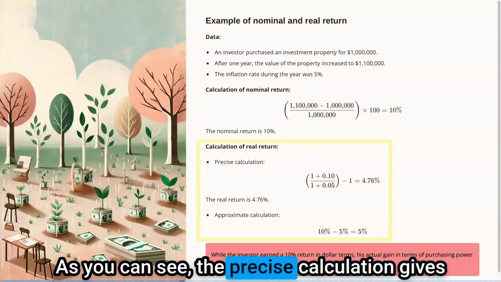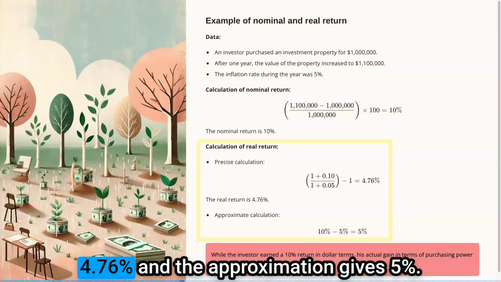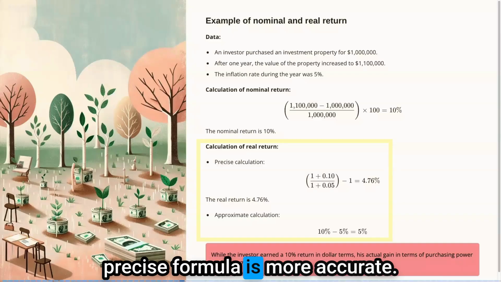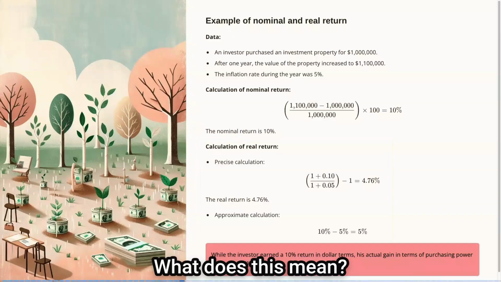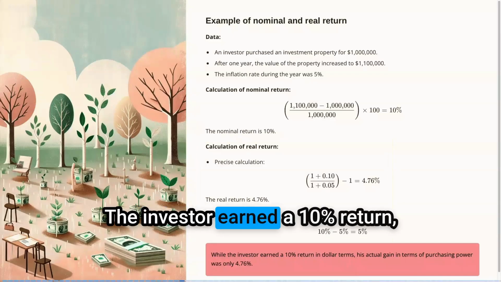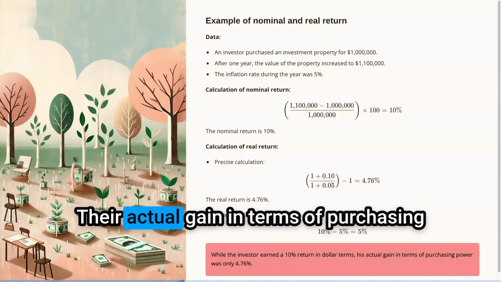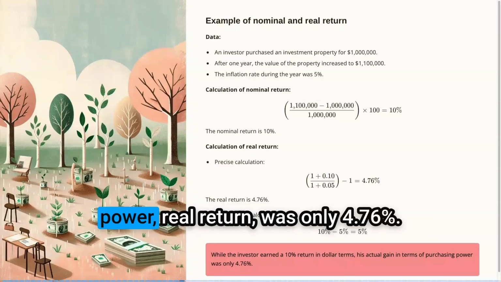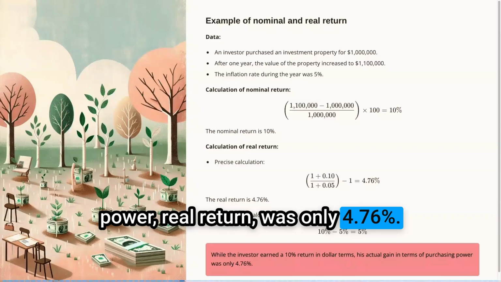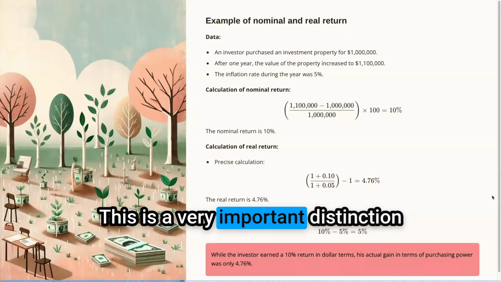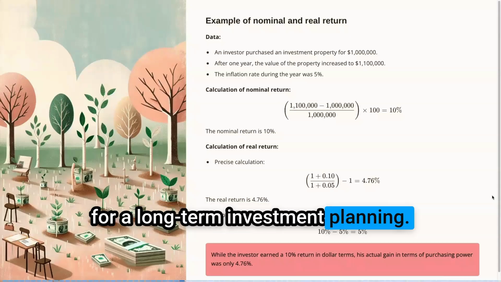As you can see, the precise calculation gives 4.76% and the approximation gives 5%. The approximation is close, but the precise formula is more accurate. What does this mean? The investor earned a 10% return in dollar terms, nominal return. Their actual gain in terms of purchasing power, real return, was only 4.76%. Inflation ate away some of that nominal gain. This is a very important distinction for long-term investment planning.